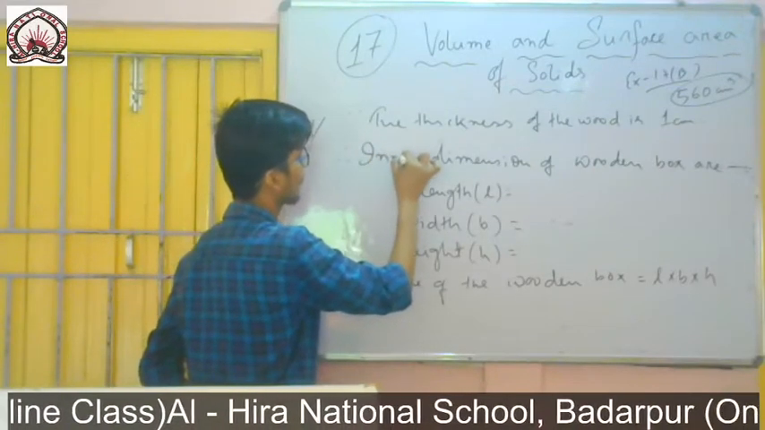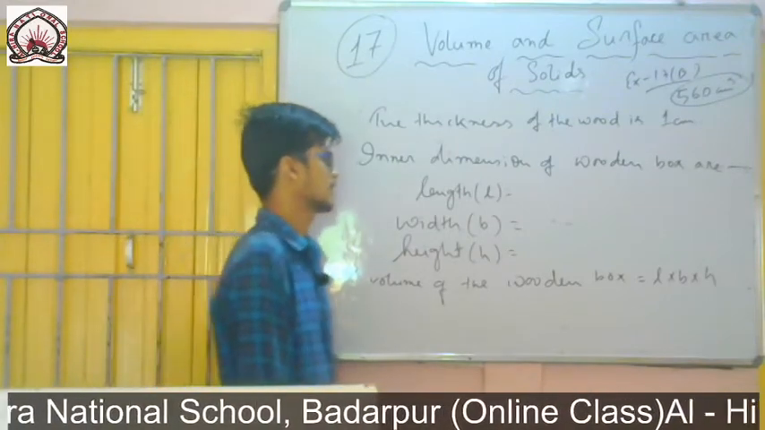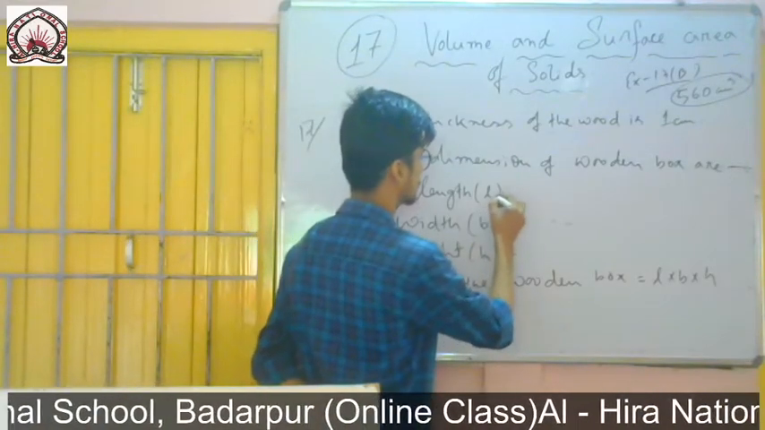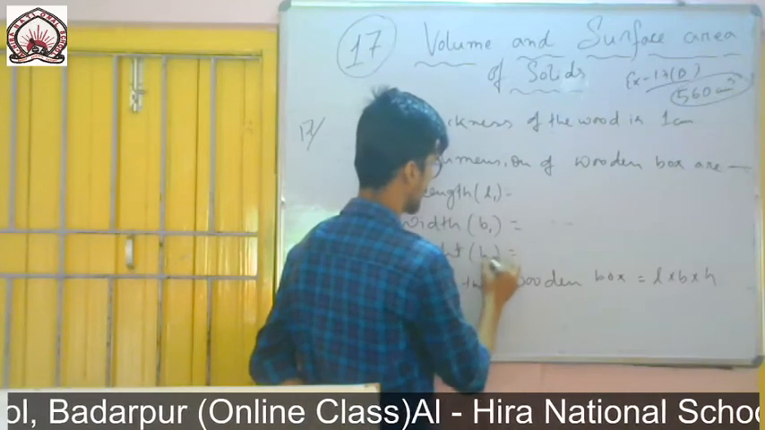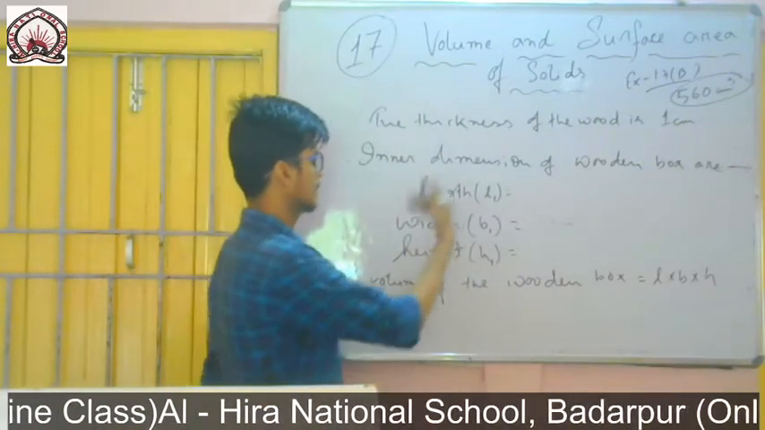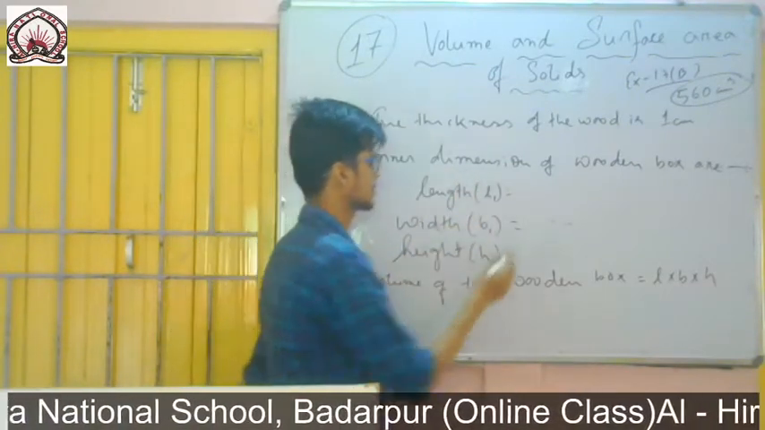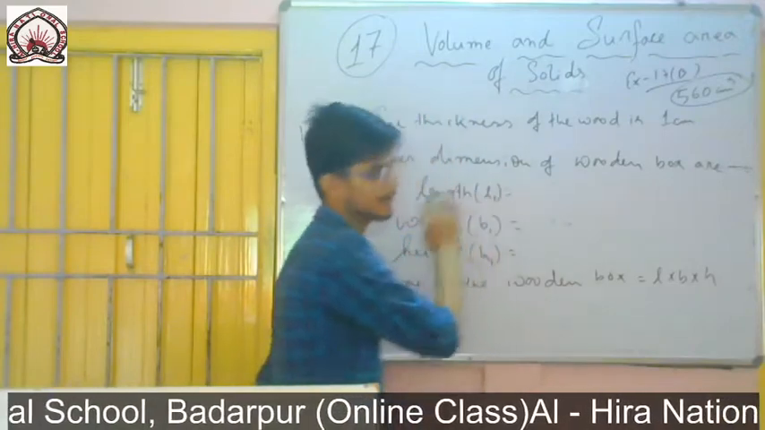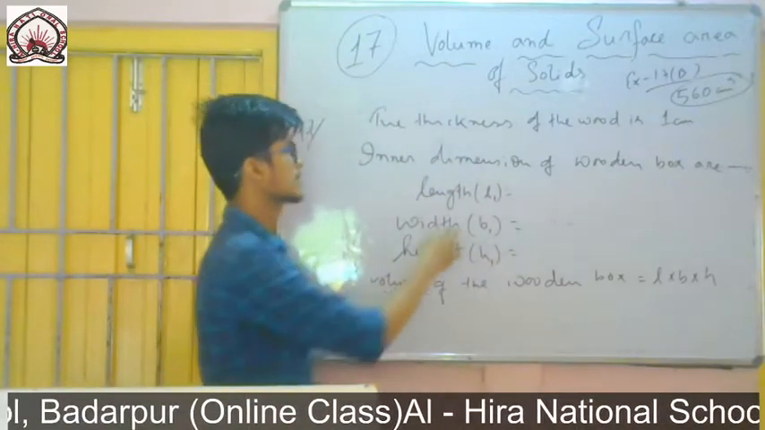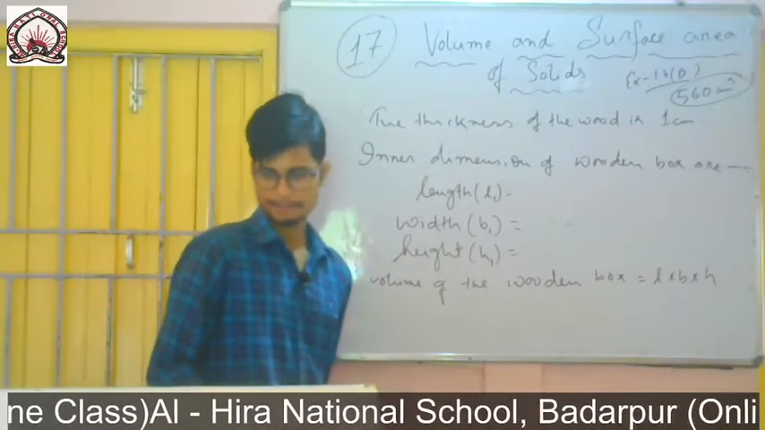inner dimension of the wooden box, length L. Okay, you can change this one, so you write L1, B1, H1. In the earlier one also you make it like this, give the suffix, because otherwise the length initials look the same. So in our earlier question also you write L1, B1, H1 like this.